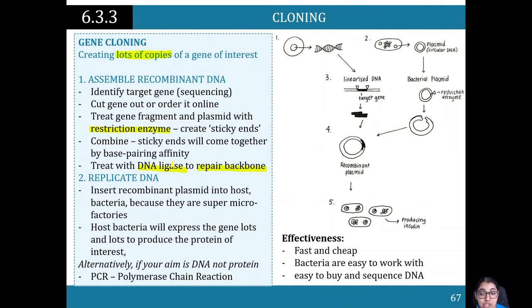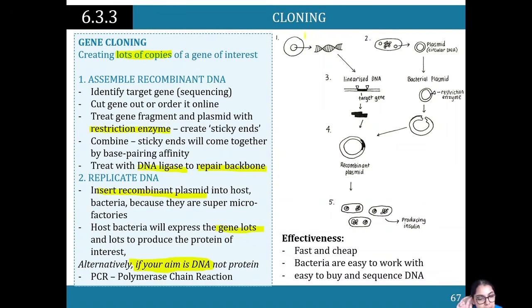After we've done that, we insert the recombinant plasmid into a host bacteria. Bacteria is used because they are super microfactories, like they can replicate really fast. So we essentially put that plasmid into the bacteria. It will express the gene and produce lots of proteins. And again, if you want to get the DNA copies itself, and not the protein, we can use polymerase chain reaction, which is basically going to spur thousands of copies of the DNA.